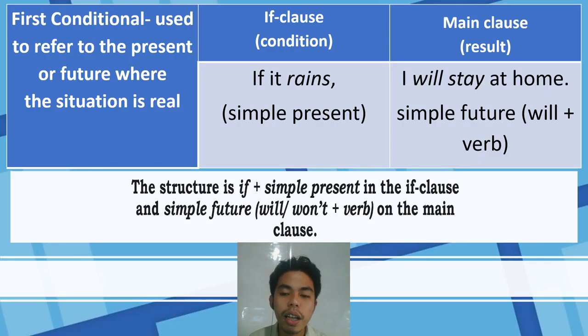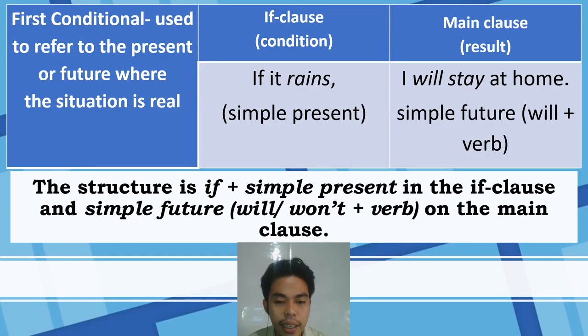Okay, if you also notice, the structure is if plus simple present. As you see, we have the word rains in the if clause, and a simple future, will or won't plus verb, in the main clause. In the example, we have the word will plus the base form of the verb stay. Okay? Any questions? If there are, feel free to comment down your questions or to write them down first. Then later, we'll have the time for question and answer.